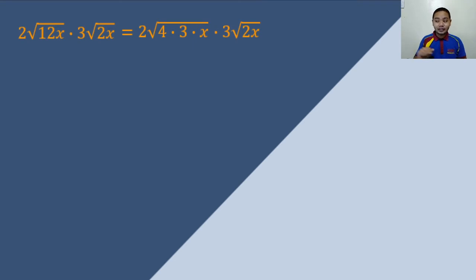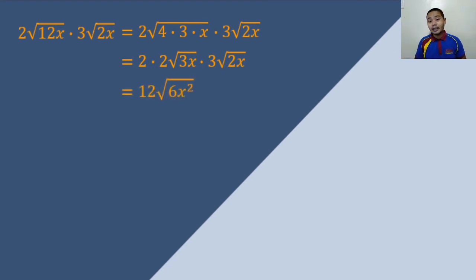Next, simplify lang natin yung first factor. So, that will be 2 times 2 times the square root of 3x. Yung isang factor, same pa rin yan. So, simplify lang natin ito. Siyempre, this will be 4 square root of 3x times 3 square root of 2x. Tapos nun, ang mangyayari is, i-multiply na lang natin sila.